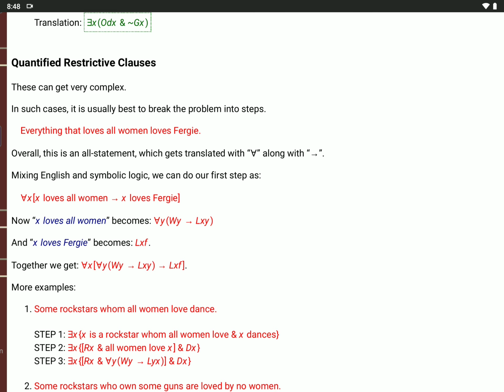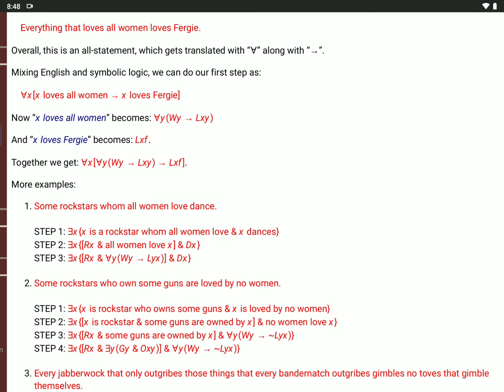So I'm translating x loves all women and treating x as a name. If I need the variable for all women, I'm going to use y for that. So x loves all women means the same as all women are loved by x. So for all y, if y is a woman, then Lxy. X loves Fergie is just LxF. I can take those two pieces now and plug them back in for the English in the original thing. So I get for all x in brackets, if for all y, Wy arrow Lxy, then LxF.